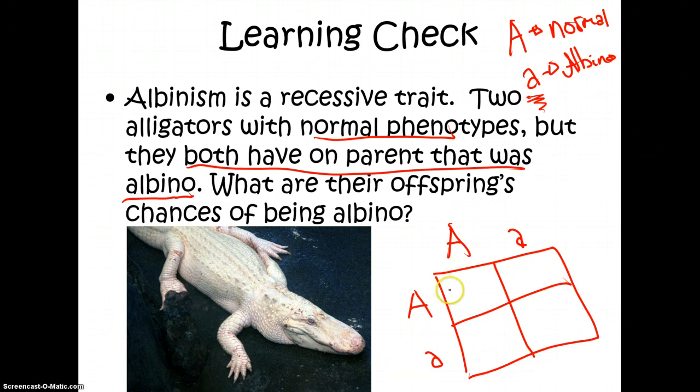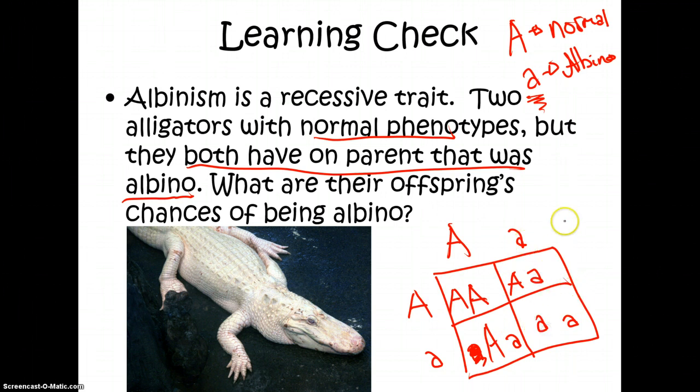We want to know what are their offspring's chances of being little a, little a. I'm going to do my rows first, and actually, this should go over here. Now I'm going to do my columns. I'm going to have a big A here and a big A here. The reason I scratched this one out is because capital letters need to come first. Big A and little a, and look, little a, little a.